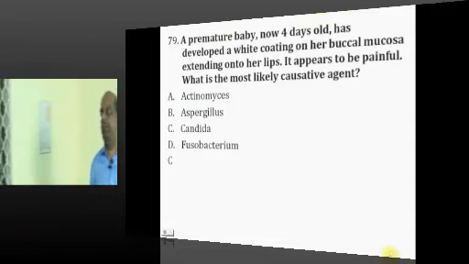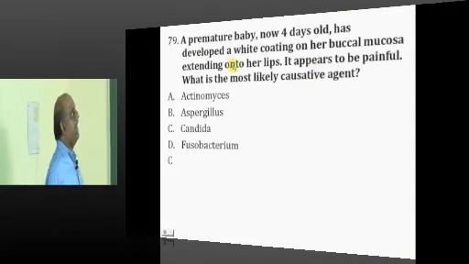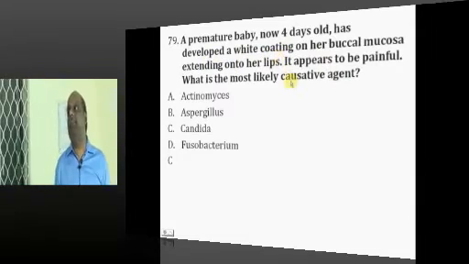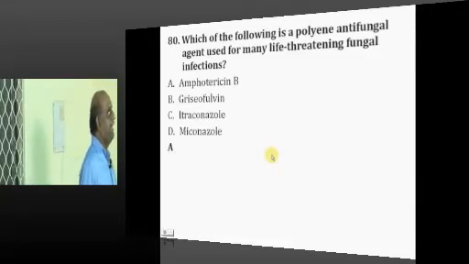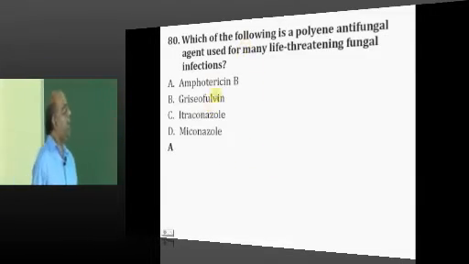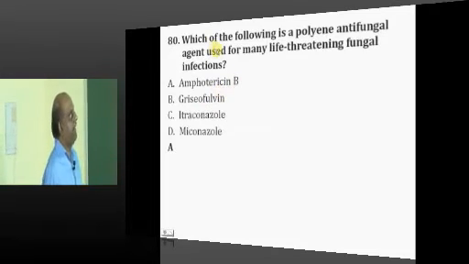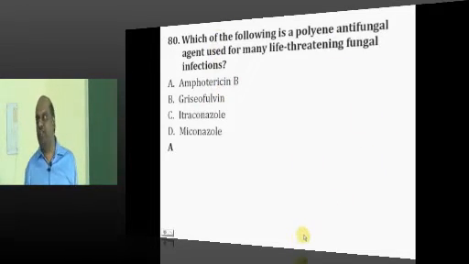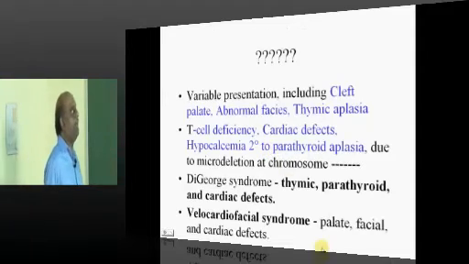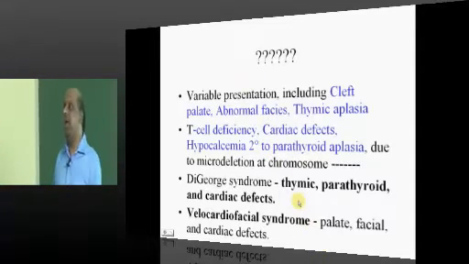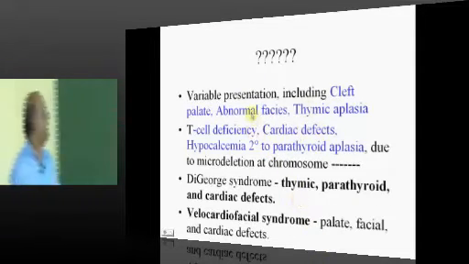Now a premature baby, now 4 days old, has developed a white coating on the buccal mucosa. So it is basically Candida. Now amphotericin B is the one which is used to treat life-threatening fungal infections, is what needs to be fundamentally remembered. Now shoot me an answer, doctor.